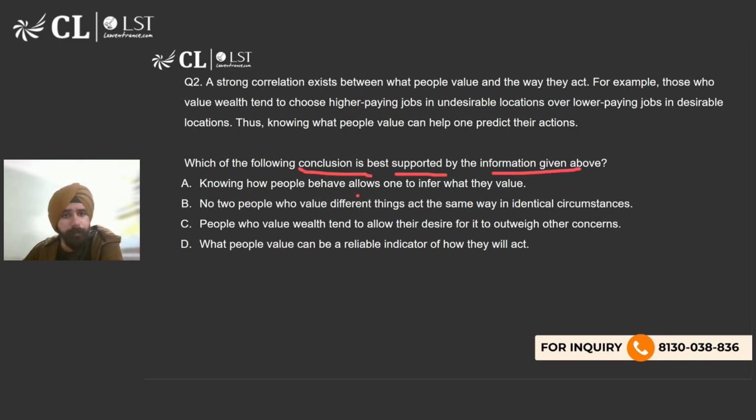Knowing how people behave allows one to infer what they value. Well, it's quite the opposite. What people value allows us to infer how they behave rather than this. So, this is opposite to what the passage is trying to conclude. So, it won't be the right answer.